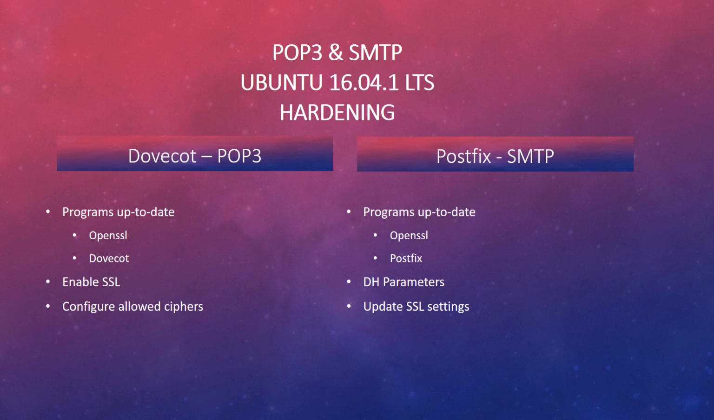For Postfix on an SMTP level, you're going to want to make sure you also have OpenSSL there, and Postfix must be installed and kept up to date at all times, both programs, OpenSSL and Postfix. DH parameters is known as Diffie-Hellman key exchange. This is an algorithm that allows for cryptographic keys to be exchanged in a symmetric encryption algorithm. Once these parameters are set, encrypted email transmissions can then be processed. Last but not least, you'll want to make sure that all SSL settings are active and up to date.